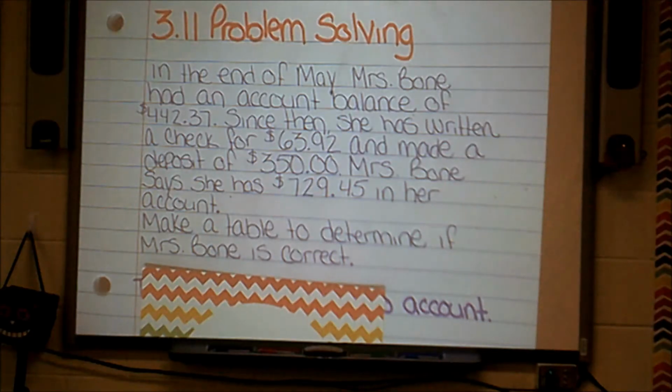All right, ladies and gentlemen, we are on section 3.11, problem solving. So I've written out a problem here for you. I do not expect in your notes, unless you feel so obliged, to write this problem out. What I would like to see in your notes is that you have pulled out those important numbers. That I feel is important.